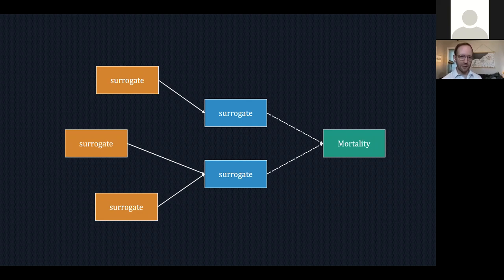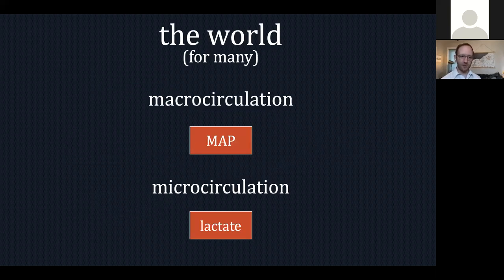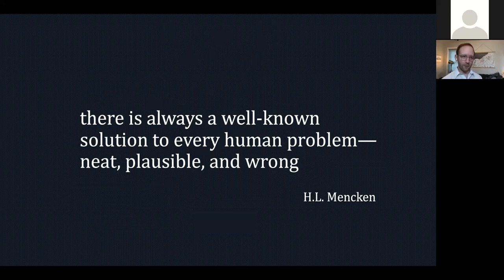When most of us think about how to treat septic shock, we think about macrocirculation, we think about microcirculation, but we think about it pretty much confined to these two parameters. If I make the MAP good and I make the lactate low, everything is going to be fine. Well, there's a really nice quote that attaches the significance of that to reality pretty well: there's always a well-known solution to every problem that is neat, plausible, and wrong.